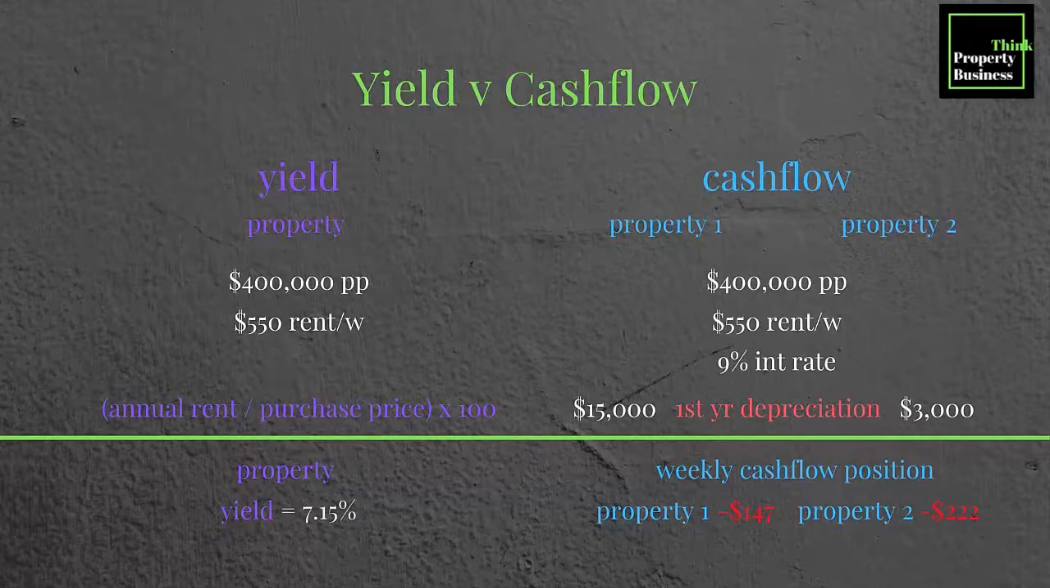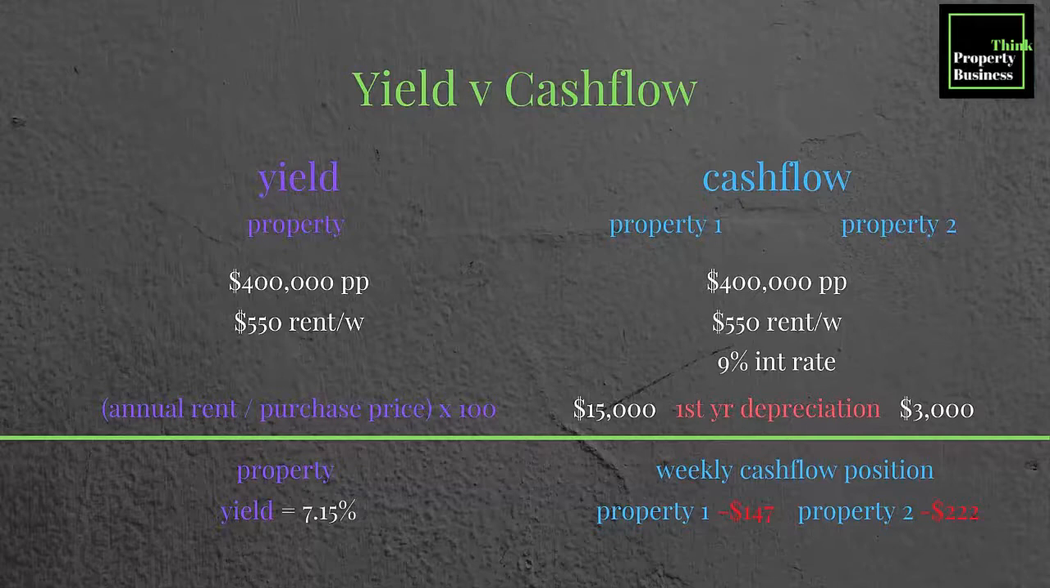But as we can see, yield and cash flow are two different things. On the right-hand side under cash flow, we've got two properties, property one and property two in the light blue there. Again, we're going to stay with the $400,000 purchase price, the $550 weekly rent return and an interest rate of 9%. The yield only considers the purchase price and the rent. Nothing else is used to determine a yield of a property. However, with the cash flow, as we've seen, there are more factors involved in determining what the net cash flow position of an investment property will be.